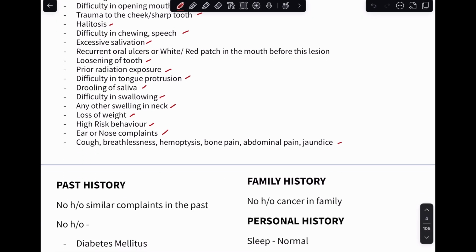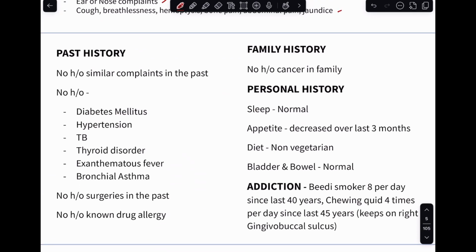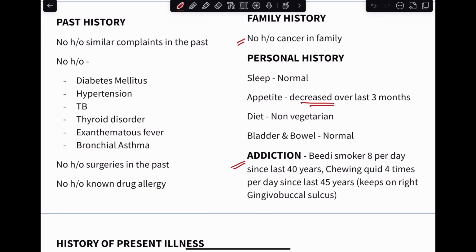Moving on, past history, there's nothing significant as such. There is no history of surgeries in the past, no drug allergy, no history of cancer in the family. Coming to personal history, the appetite has decreased over the last 3 months. And very important over here is our addiction history. So he has been a beedi smoker, 8 per day for the last 40 years, and he has been chewing quid 4 times per day since the last 45 years, and he keeps it in his right gingivobuccal sulcus. So that's about our history.